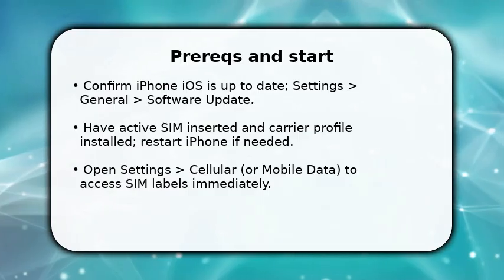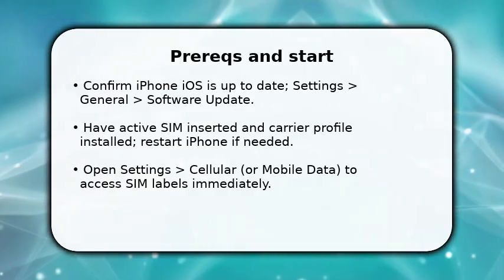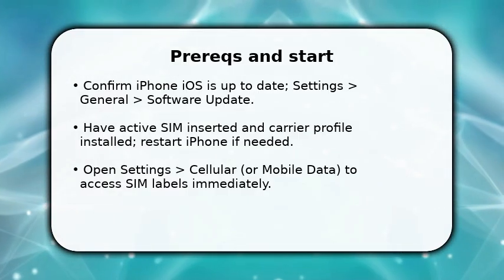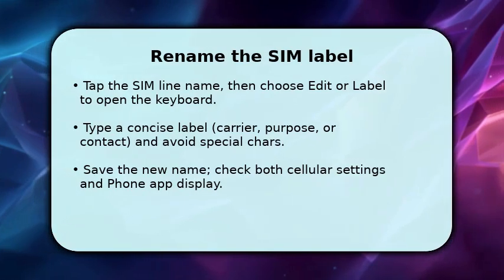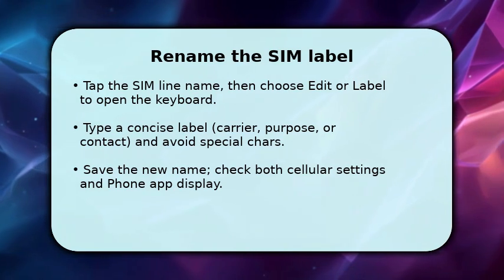It helps identify lines in dual SIM setups. Make sure the phone finished any carrier updates. If not, install them. Now perform the rename. Tap the line, choose Edit Label, and type the new name.